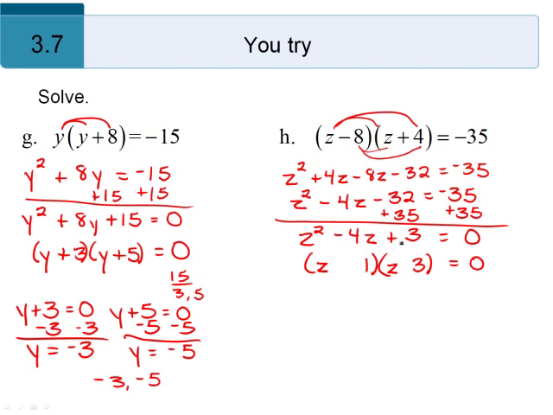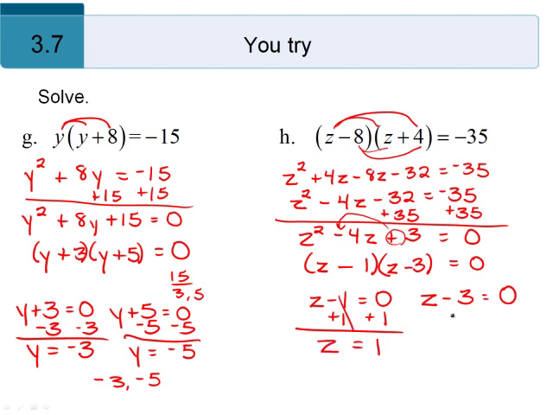And remember your sign rule. If the last term is positive, you go to the middle sign and use that in both parentheses, so both negative. And that gives you that negative 4. So now we set both factors equal to 0. So I'm going to add 1, and z equals 1, and then add 3, and z equals 3. So your answers are 1 and 3.